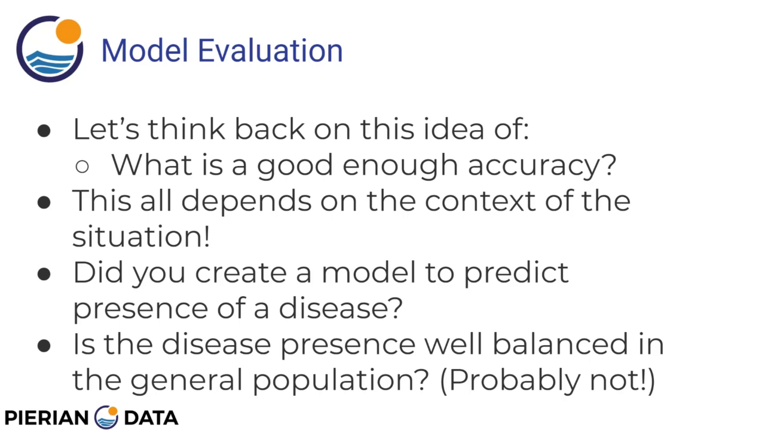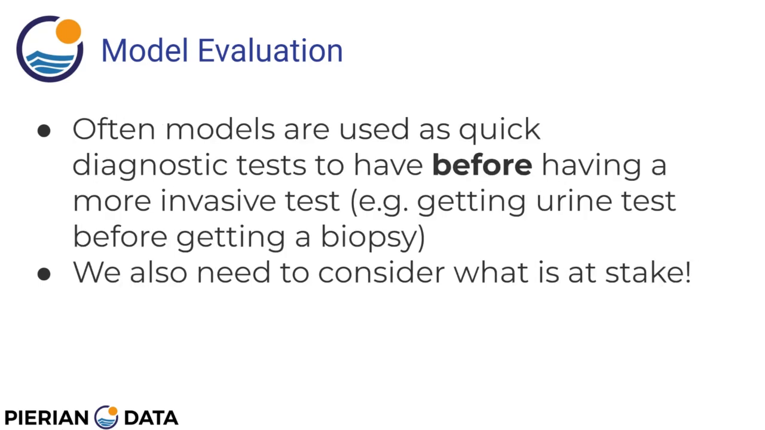There's probably not a disease where about half the population is affected and half the population is not affected. So we can already tell we're going to have an unbalanced class situation, which means we're going to have a precision recall trade-off. So we should also keep in mind that often these models are used as quick diagnostic tests to have before having a more invasive test.